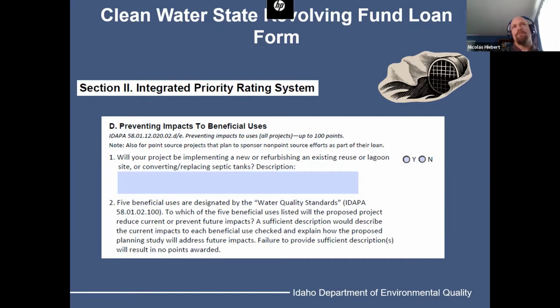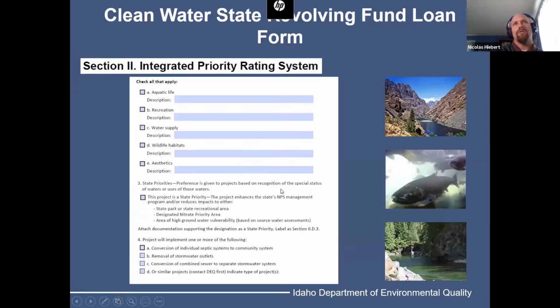Question number 2 gets into the beneficial uses for surface water, and these are under the water quality standards. There are 5 beneficial uses that are listed for surface water. And on the next slide, it'll give you the opportunity to select which beneficial uses will apply to the surface water that your project is going to improve. And right off the bat, items B and E are beneficial uses that apply to all waters of the state. So recreation and aesthetics apply to all waters. So those are kind of give-me points.